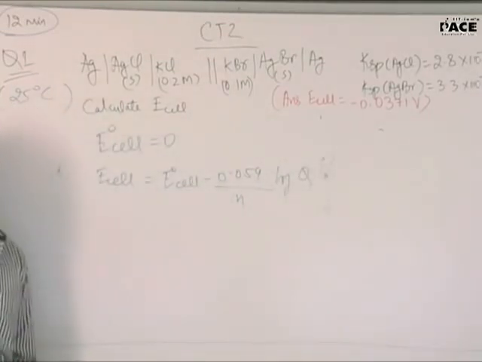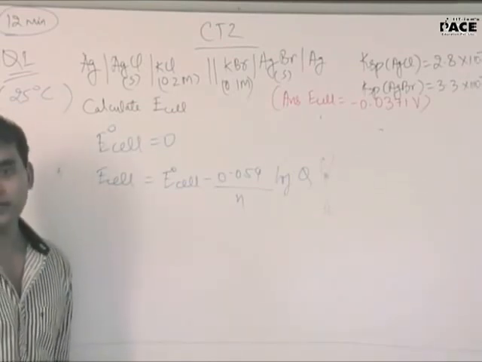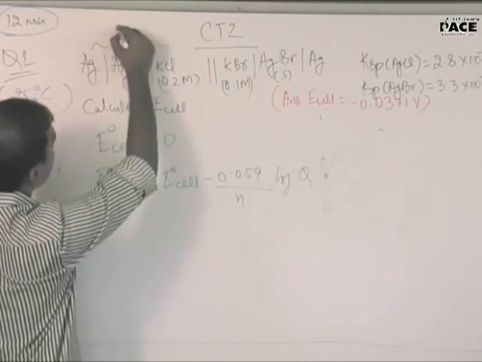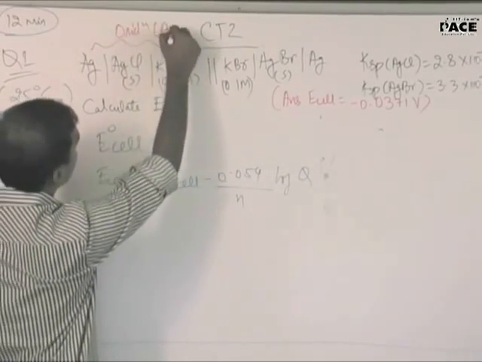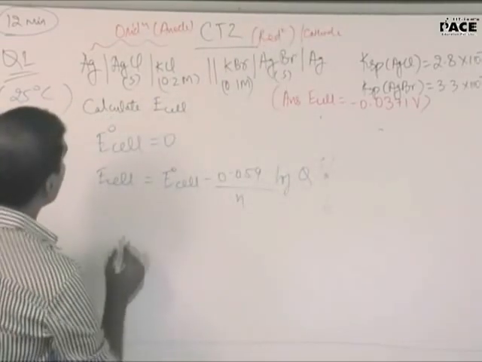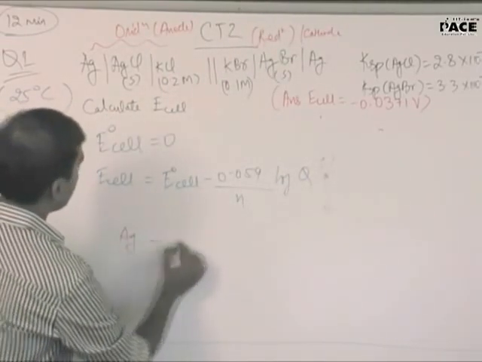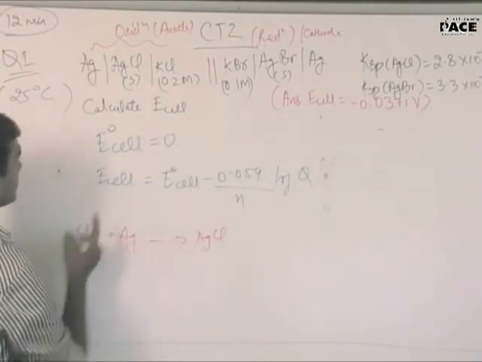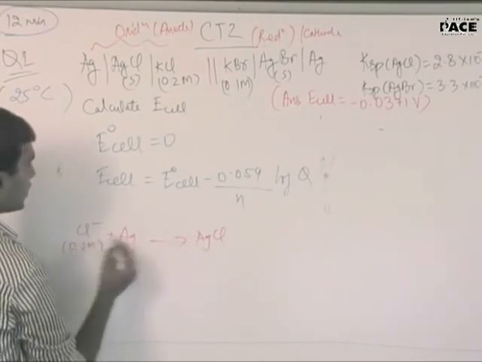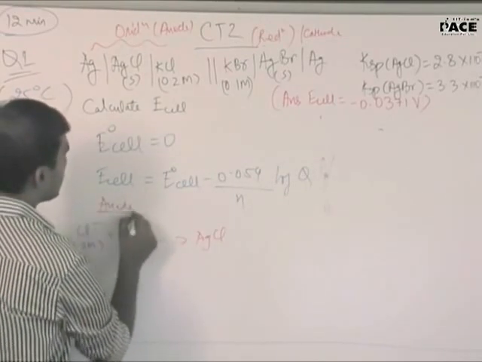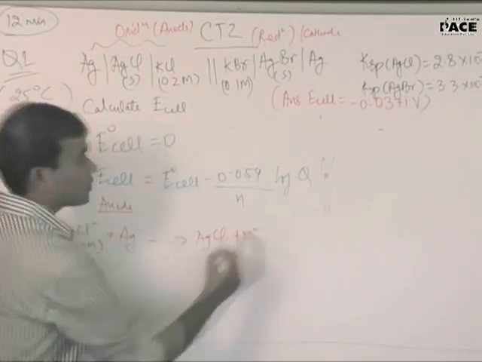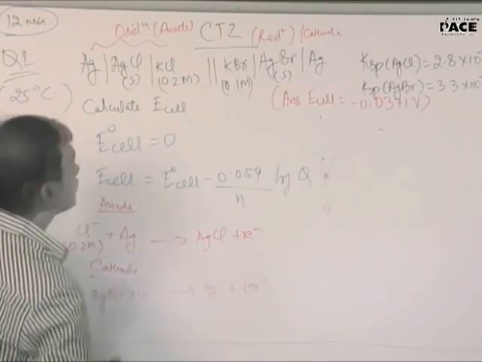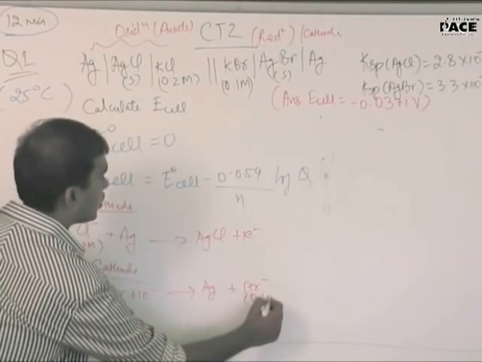What was the first step? Write the equation at cathode and write the equation at anode. This is oxidation, so it will be at anode. I can write Ag gives AgCl plus Cl minus, and this Cl minus is 0.2 molar. This is at anode, and plus 1 electron. Are we clear? At cathode, how much is this Br minus? 0.1 molar.